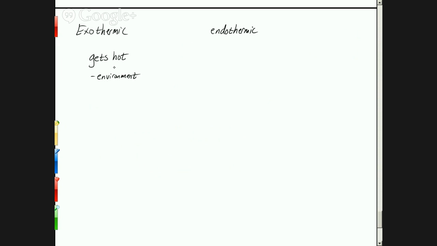Right? So the environment, we should clarify that, or what we would call the surroundings. Surroundings get hot. So you do a chemical reaction, and it heats up, and you touch it, and you go, oh, that's hot. That's an exothermic reaction. So then what happens in an endothermic reaction?